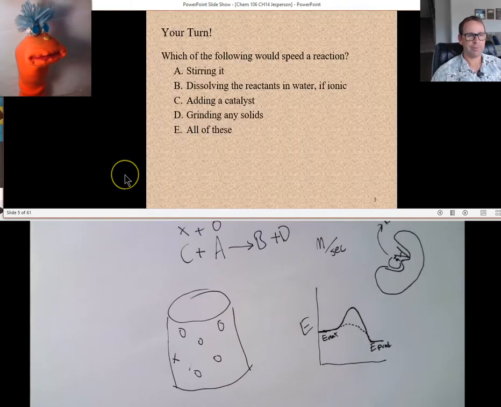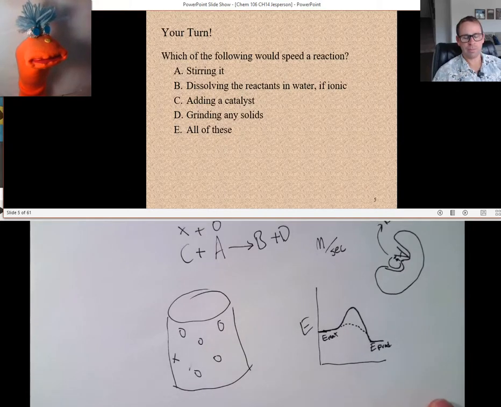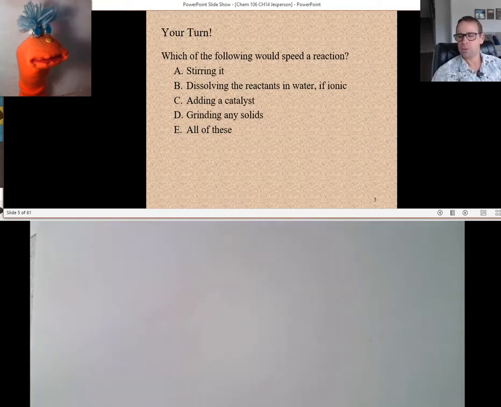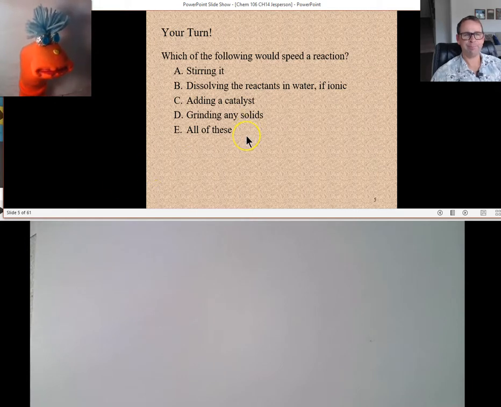Okay, very good. So, which of the following would speed a rate of reaction? Stirring it, dissolving the reactants in water, adding a catalyst, grinding any solids? I guess all of these, because dissolving the reactants in water, if they're ionic, for sure, right? Adding a catalyst, you said that would speed a reaction, and grinding any solids. Okay, very good. All of these will increase the reaction.